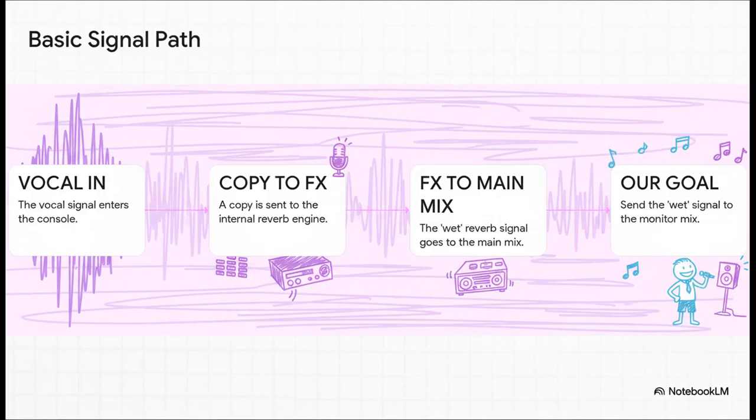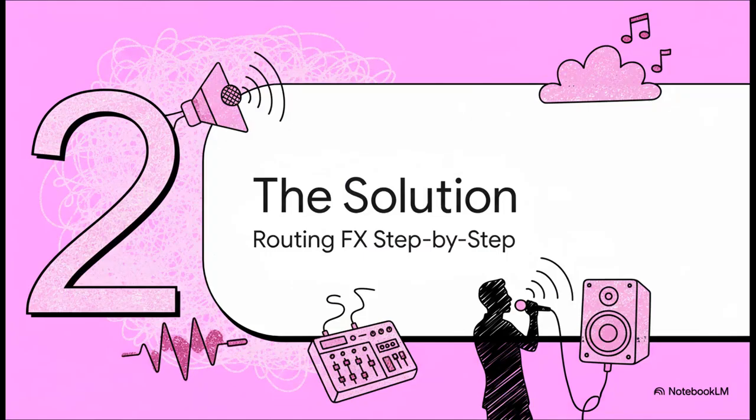So think of it like this. The singer's voice comes into the board. The board then makes a copy of that dry vocal and sends it over to the reverb processor. That processor adds all the nice, spacious sound and sends it back out to your main mix for the audience to hear. Our entire goal here is to tap into that reverb signal and send another copy, a separate one, to just the singer's monitor. That's it.